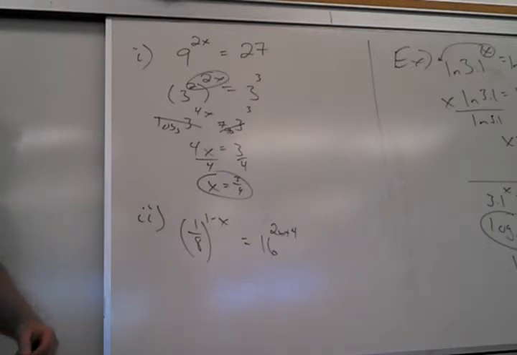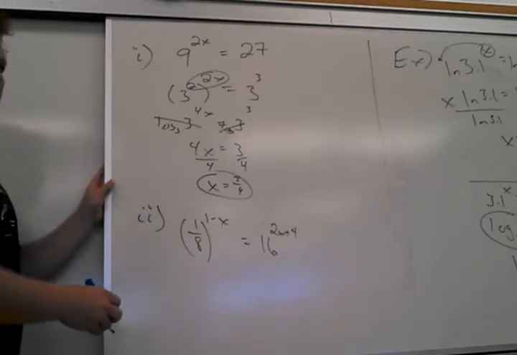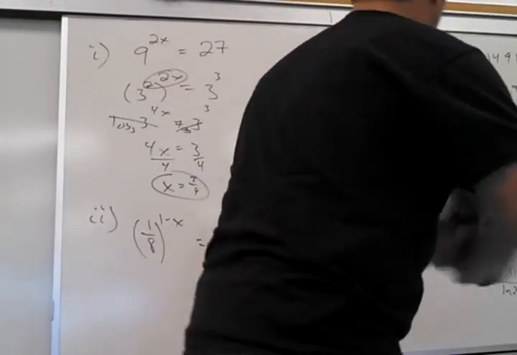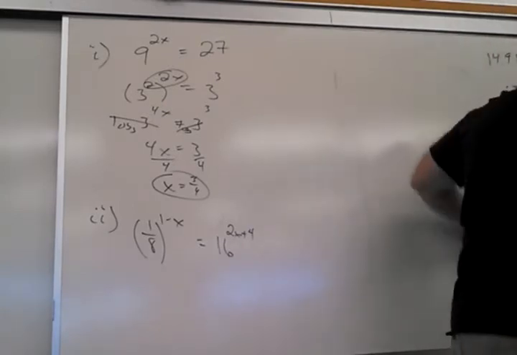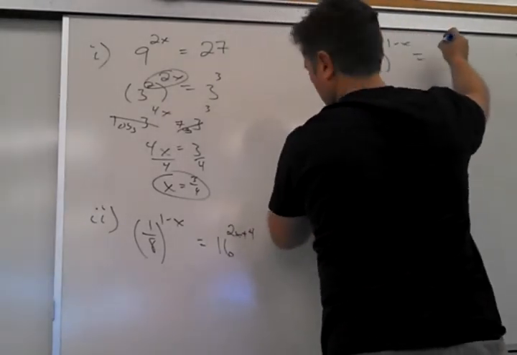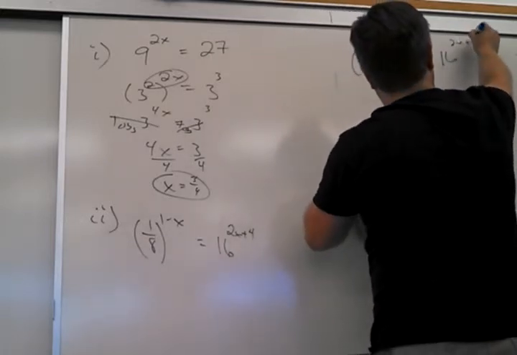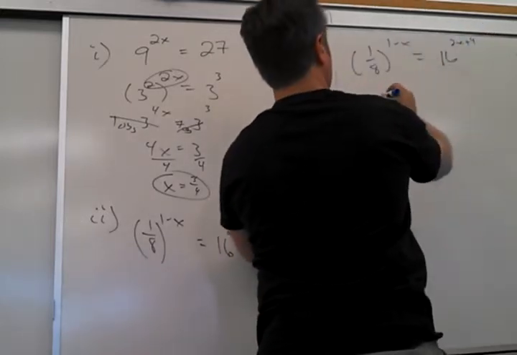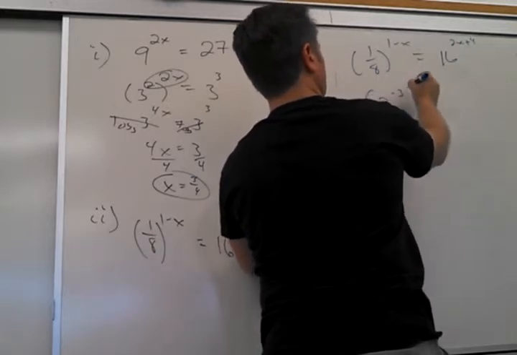I don't know, I'm doing it in my head, who knows if it's right. So what's my first step here? 1/8. Yeah, make everything in terms of 2, right? So this will be 2 to the negative third, good?